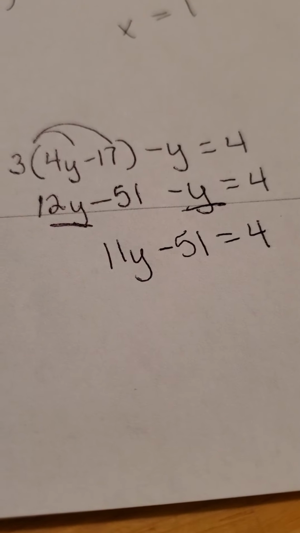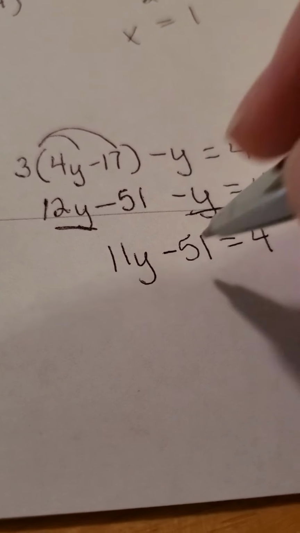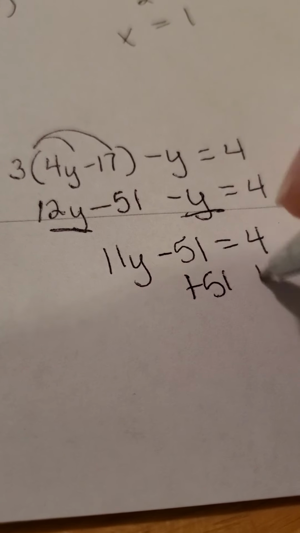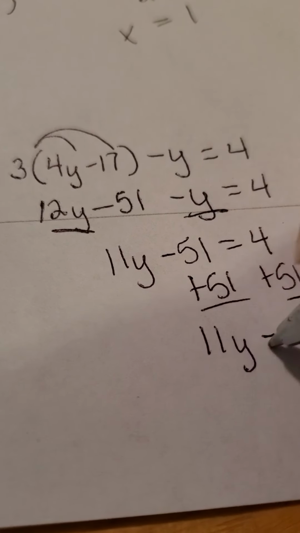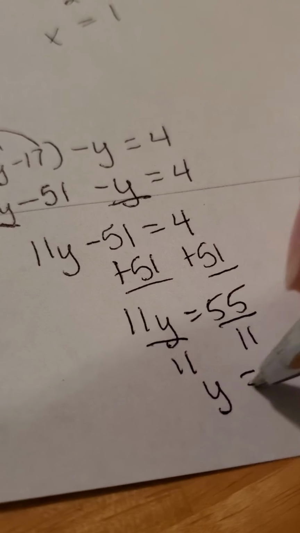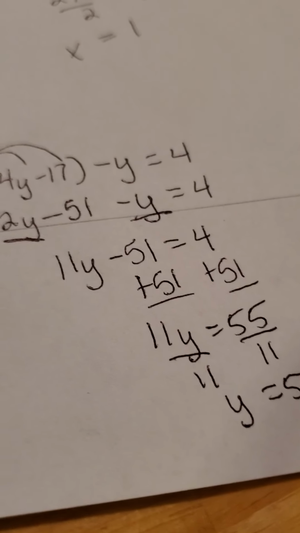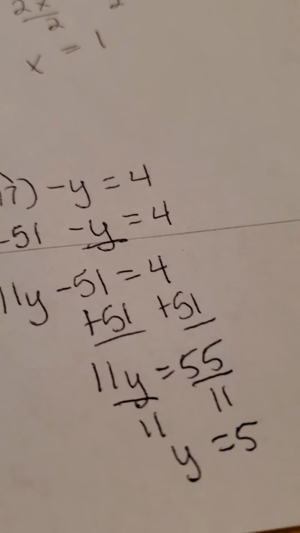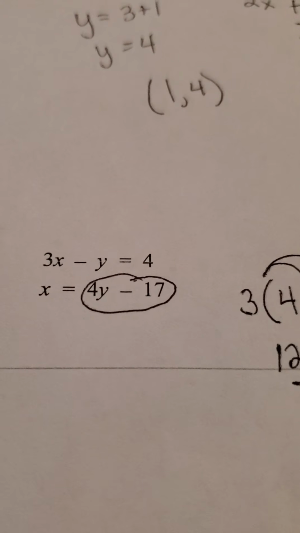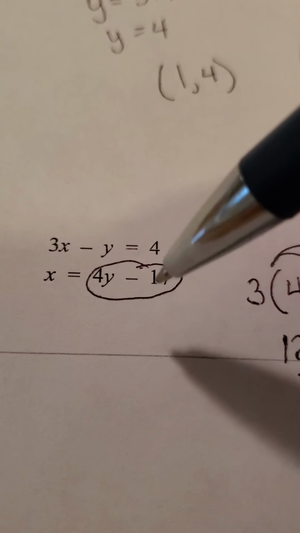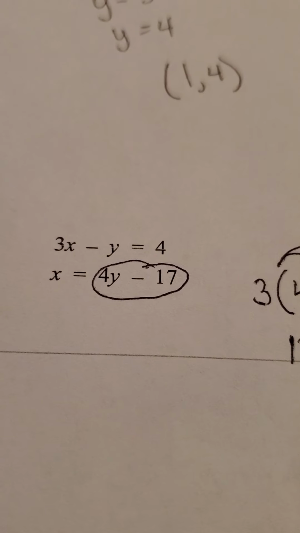Now I'm down to my two-step equation. I can do my plus 51. 4 plus 51 is 55, so I got 11y equals 55. Divide by 11, and you get y equals 5. Okay, but remember, I'm not done. I have to take this value of 5 and plug it back into the original equation where I circled already and say 4 times 5 minus 17, that's what x equals.